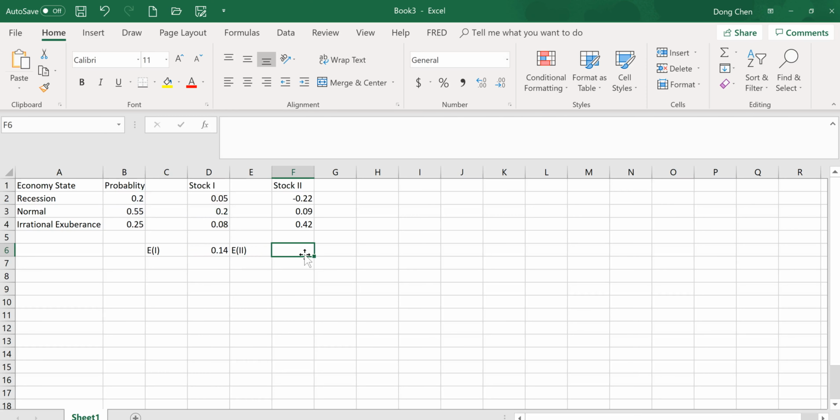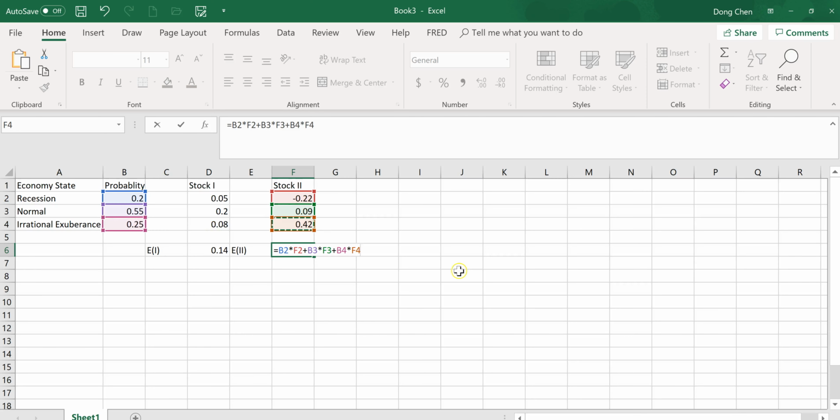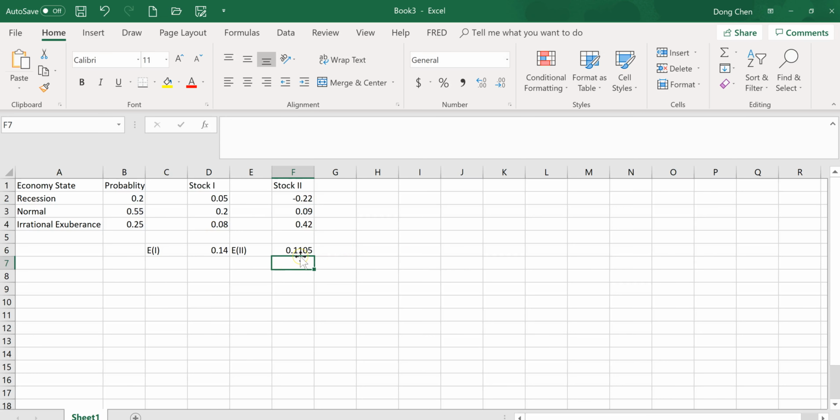The same will be for stock 2. So stock 2, the expected return will be the probability for the recession times the return under recession, plus the probability of normal times the return under normal, plus the probability of irrational exuberance times the return under irrational exuberance.